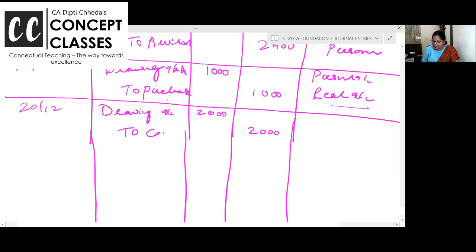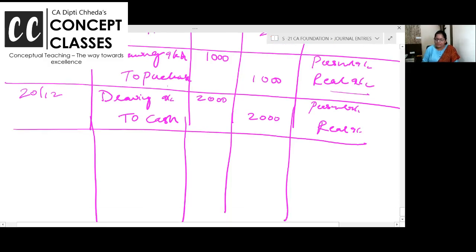And cash is credited. Cash is a real account. What is the rule of the real account? Debit what comes in, credit what goes out. Cash is going out. And why is drawings debited? It's a personal capital account. Drawings is a part of the capital account. Is the proprietor receiving cash? Is the proprietor receiving stock? Yes. Debit the receiver. Okay?